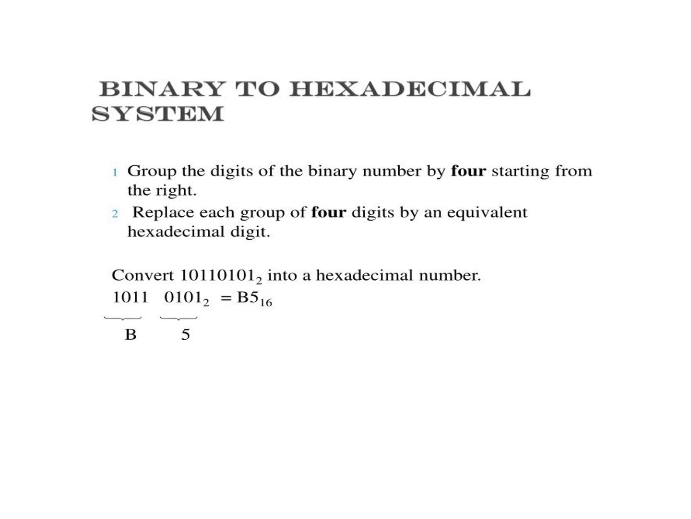Then binary to hexadecimal conversion. Group the digits of a binary number by 4 starting from the right. As 2 raised to power 4 equals 16, 4 bits make one hexadecimal digit. So replace each group of 4 digits by the equivalent hexadecimal digit. For example, convert 10110101 into a hexadecimal number.